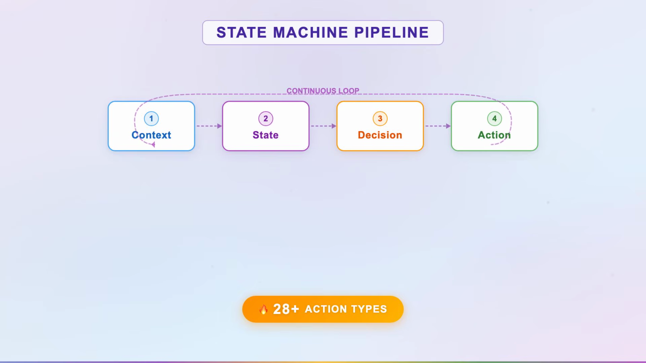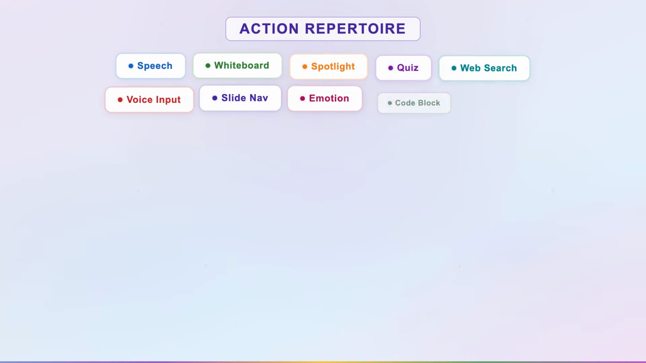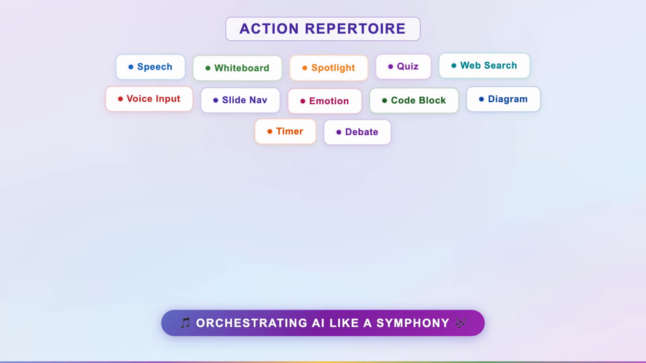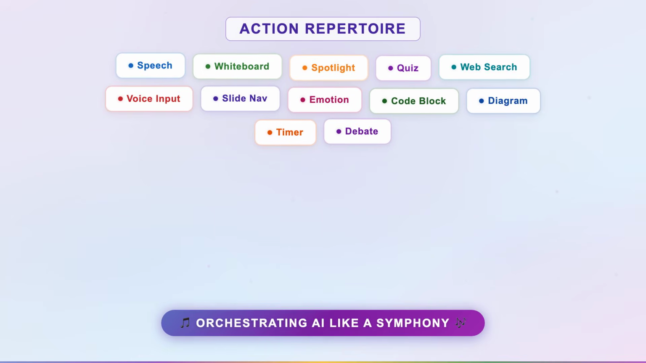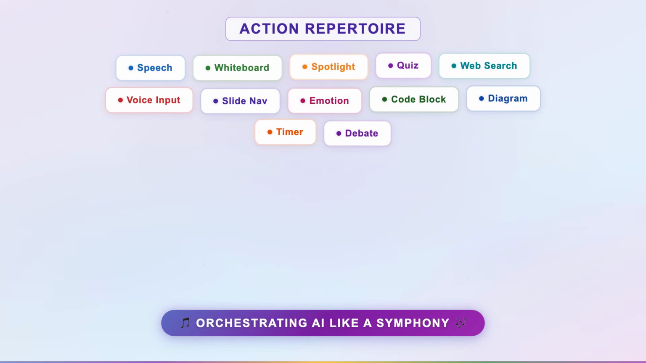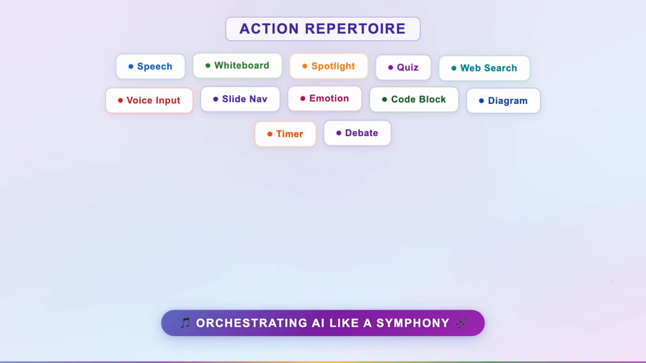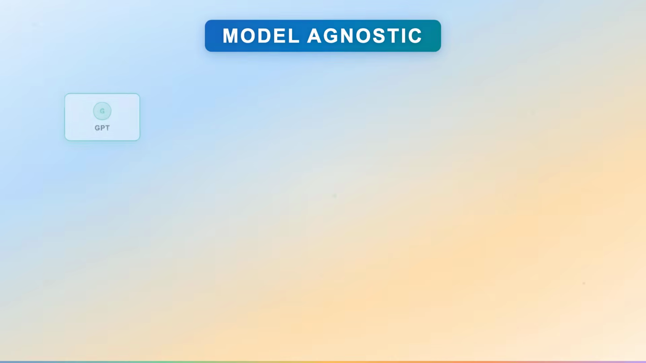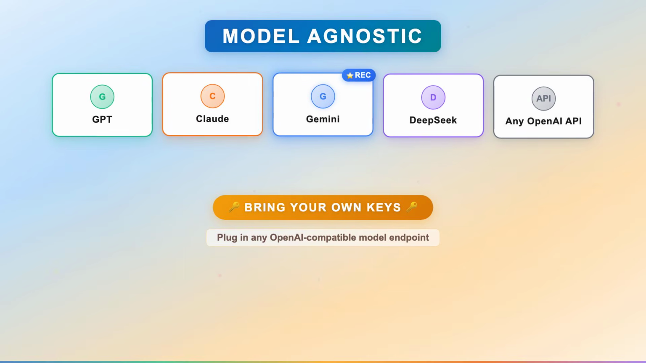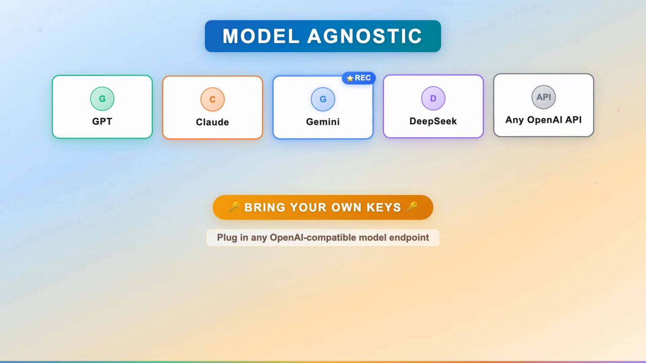Think of it as an AI stage director, orchestrating a play where the actors are all AI agents and the audience is you. The system exposes 28 different action types, from speech and whiteboard drawing to spotlight effects, quiz administration, and web searches. OpenMAIC is model agnostic. You bring your own API keys.